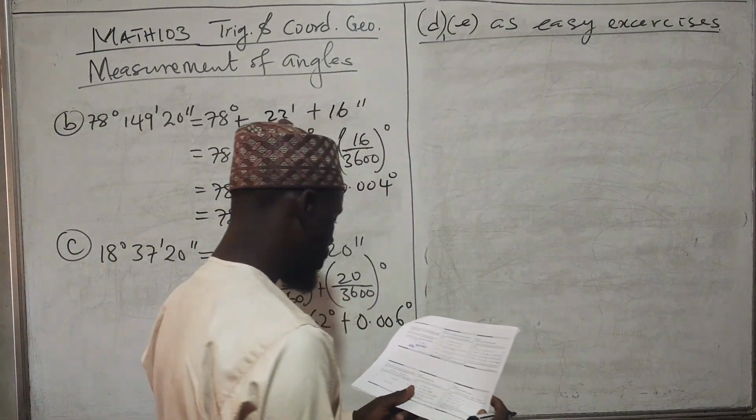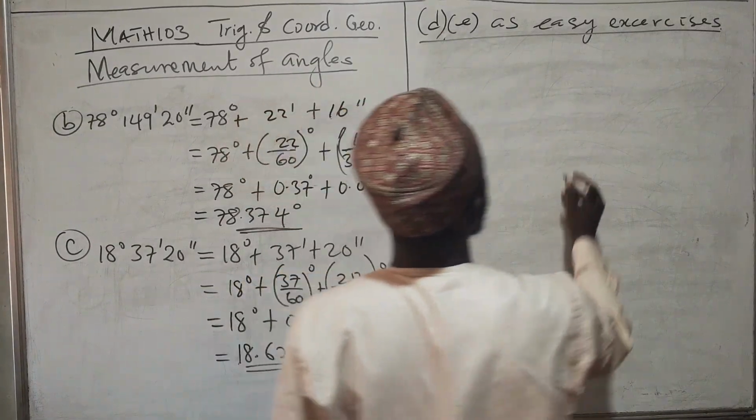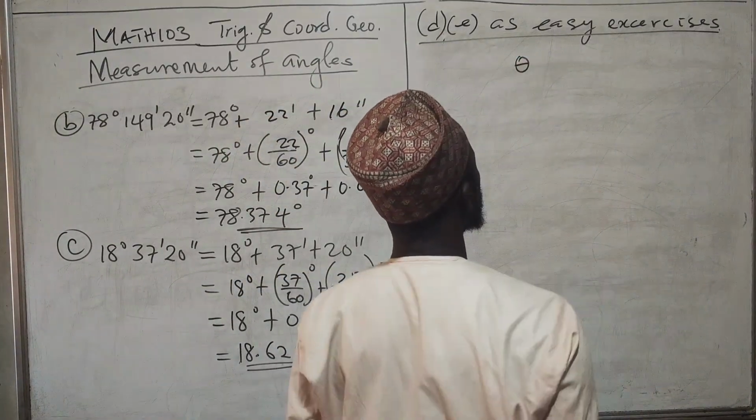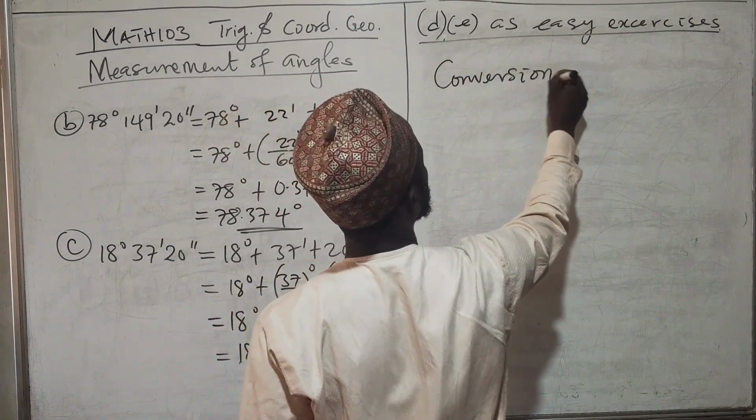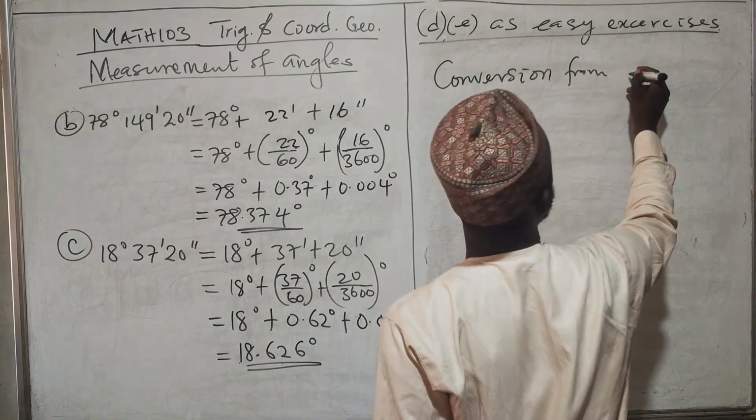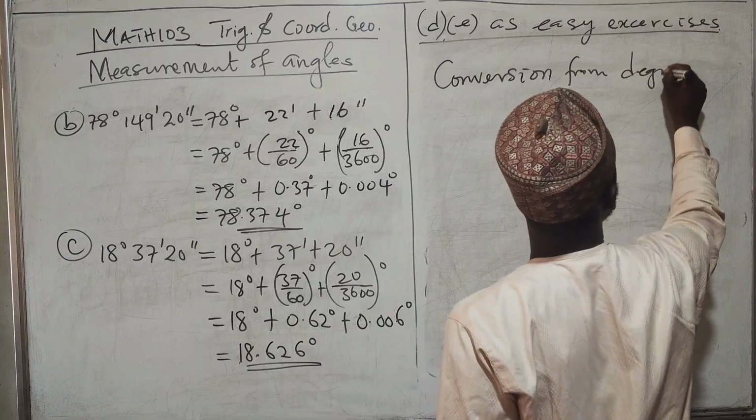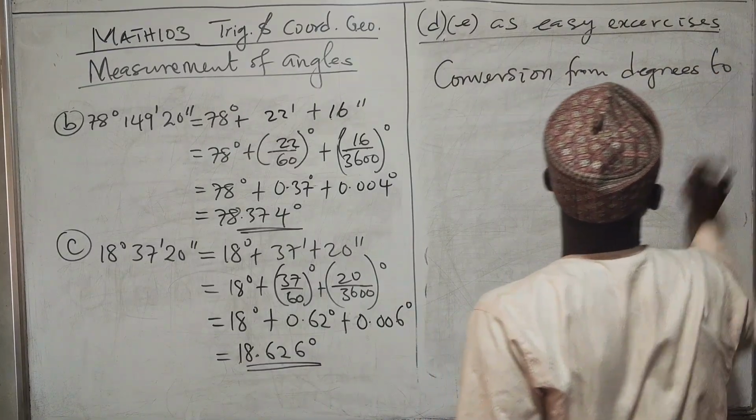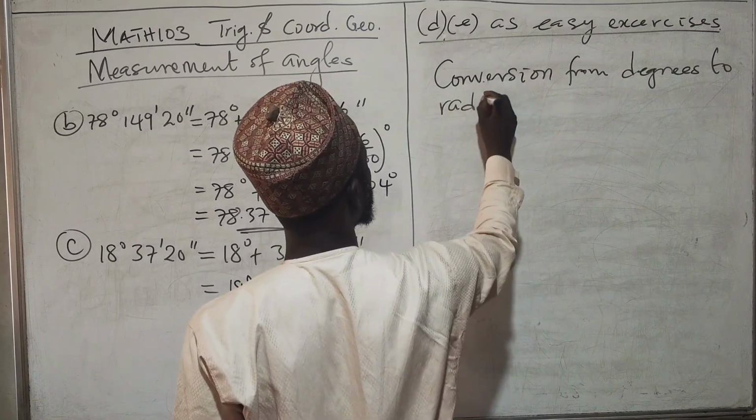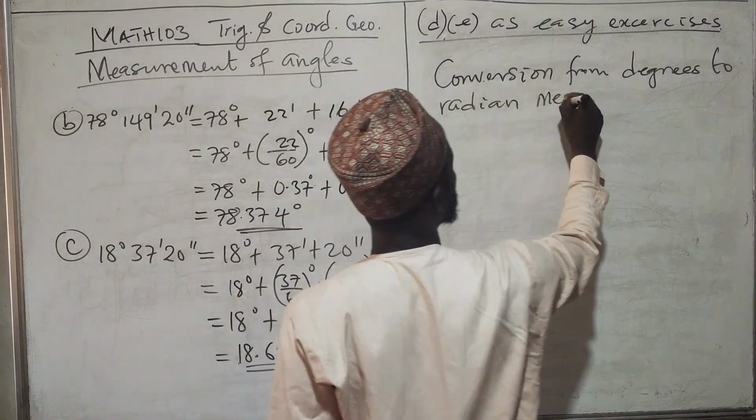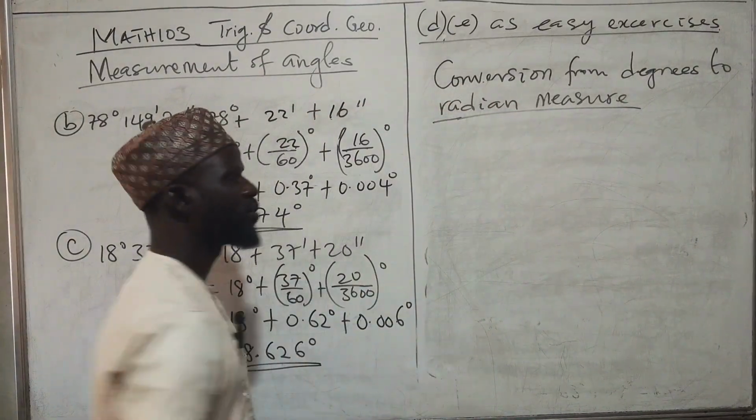All right. So now, going back to our conversion, we are now talking about conversion from degrees to radian measure, or conversion from radian measure to degrees, vice versa.